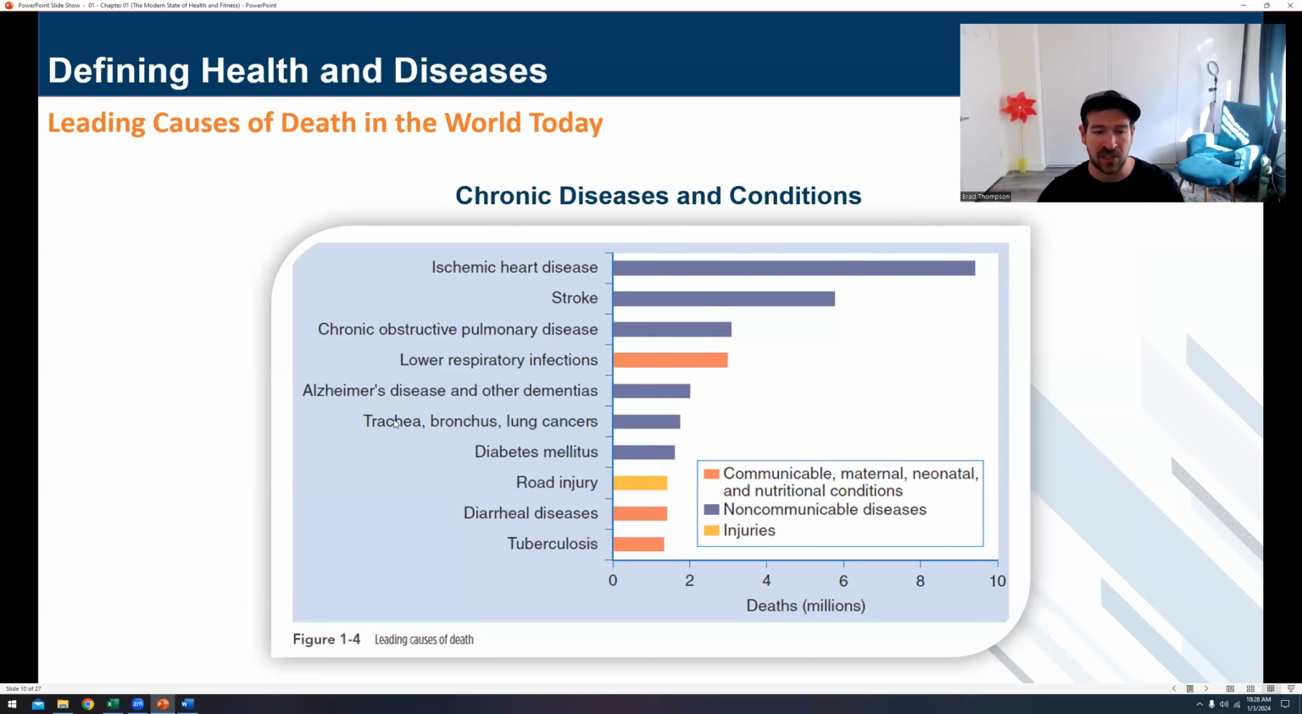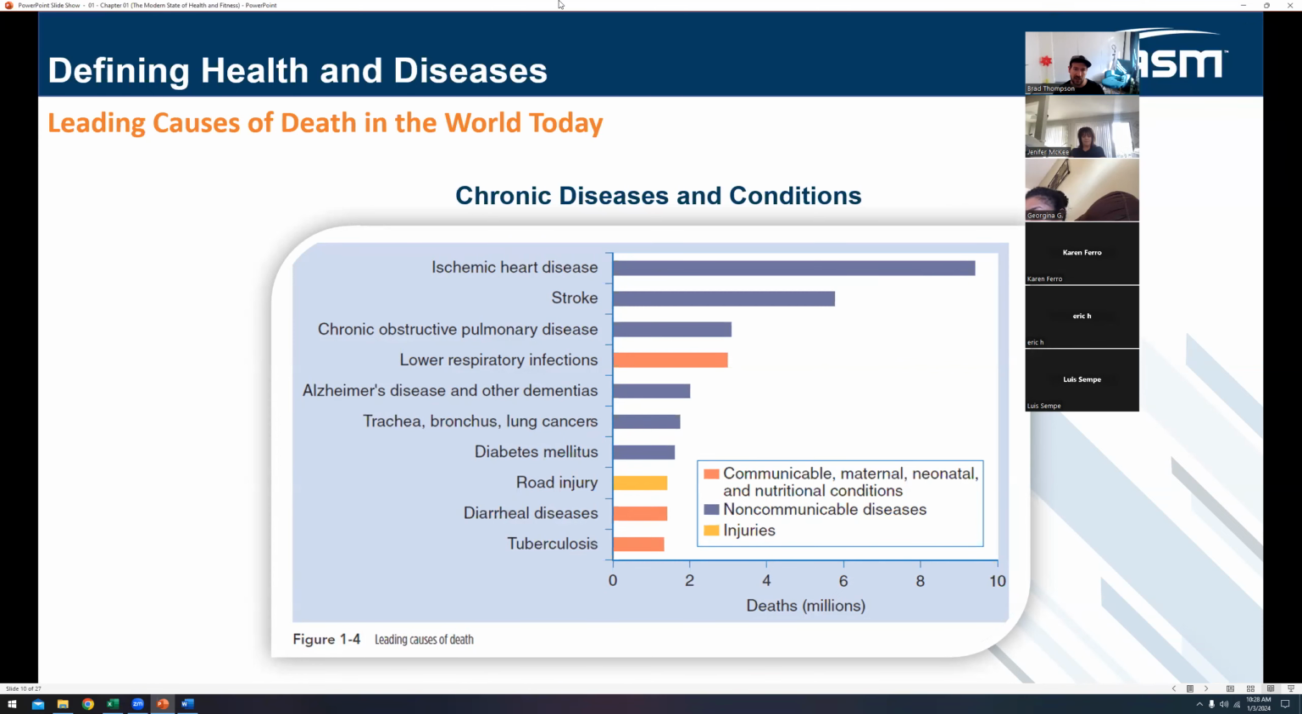Then we see Alzheimer's, cancers, diabetes. These are all non-communicable things that can be developed in various different ways. And then tuberculosis is huge. And if anybody follows Hank or John Green, Lord knows tuberculosis is a much bigger deal than we give it credit for. But yeah, so we are seeing a lot of these.